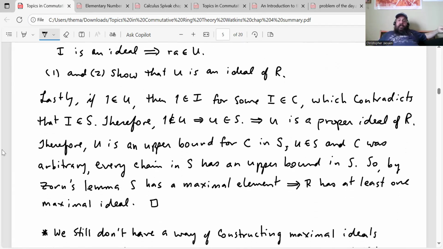U is an element of S, and C was an arbitrary chain. Therefore, every chain in S has an upper bound in S. So by Zorn's lemma, S has a maximal element. And since S is the set of all proper ideals of the non-zero ring R, that means that R has at least one maximal ideal, and that's the proof.